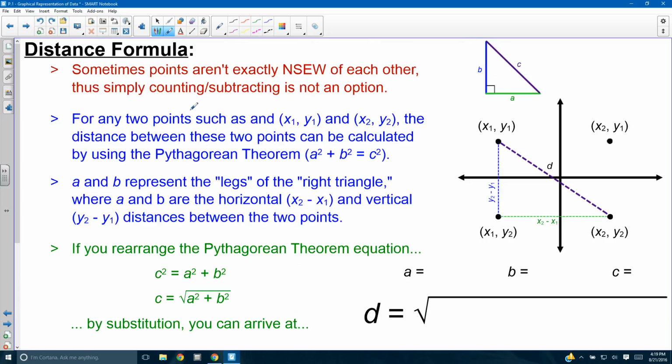Okay, distance formula. Now the thing is sometimes points are not exactly north, south, east, and west of each other, and you cannot just do a counting or a subtraction for it. Granted, there will be some counting or subtracting involved, but I can't go across here and say 1, 2, 3, 4. It doesn't quite work that way because our units right here are exactly countable, but anything after that, it doesn't work that way. It doesn't go exactly 1 unit each time, and the slope can change as well.